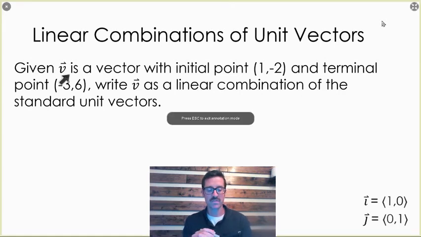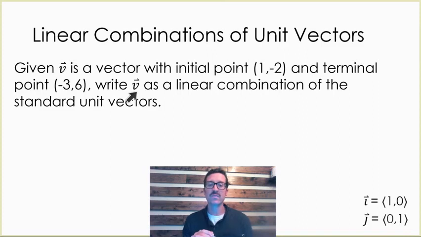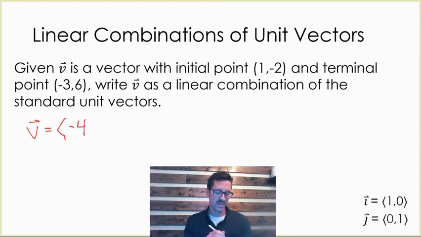It says given vector v with an initial point here and a terminal point here, we want to write vector v as a linear combination of the standard unit vectors. Now, I've copied the vectors down here for us to reference. But first, we need to find the component form of vector v. To do that, we need to figure out its horizontal movement. It looks like horizontally, it goes from 1 to -3. So its horizontal movement is -4. That's its horizontal component. And it looks like vertically, it goes from -2 to 6. So its vertical component is 8.